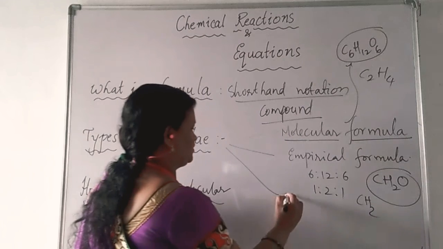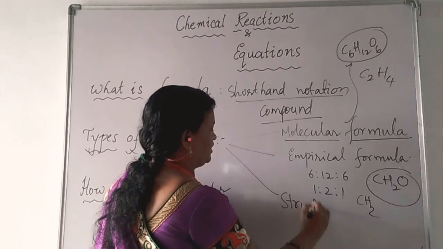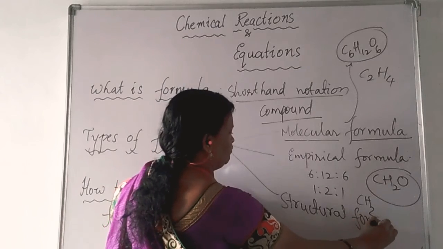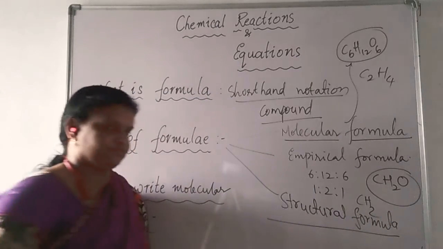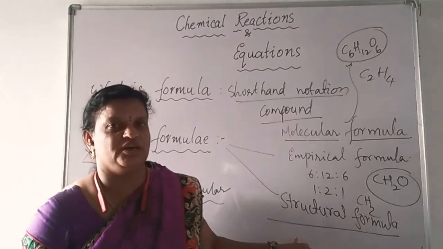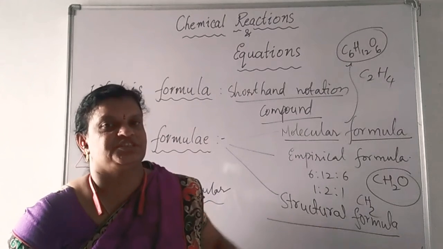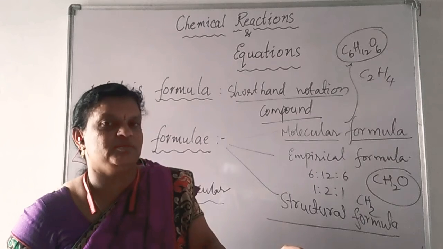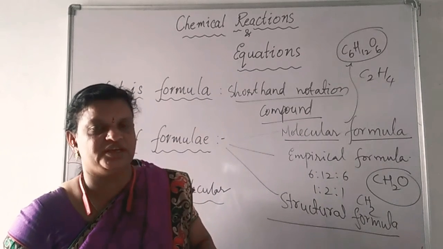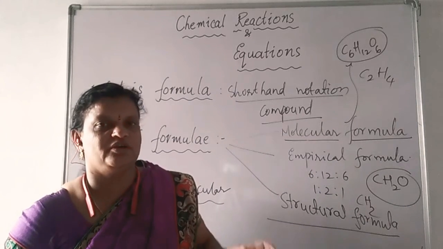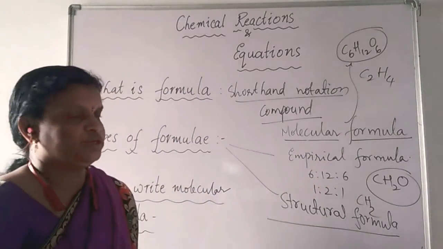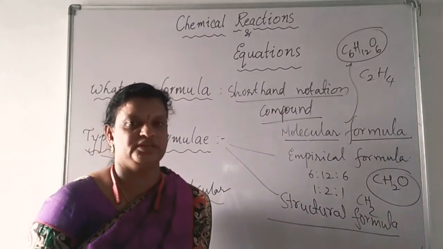Now, coming to structural formula. The third type of formula we have here is structural formula. What is the structural formula? In this formula, we can know what the structure is. What is the structure in the sense? Surrounding the atom, how many atoms are there, what type of bonds are formed, all these we can see. Now, I will take the same example, C2H4, which is the formula for ethylene.